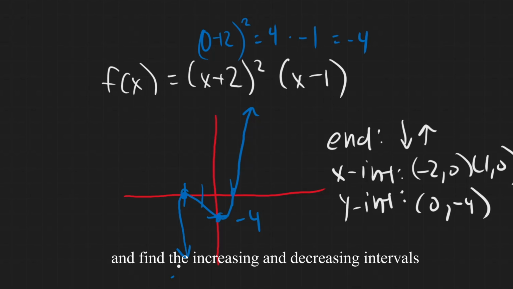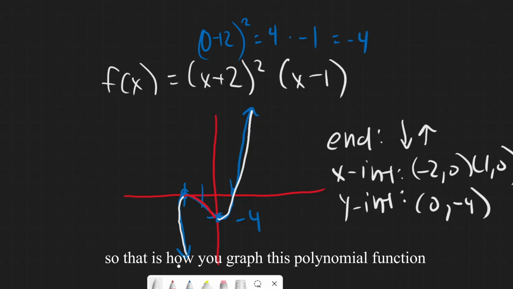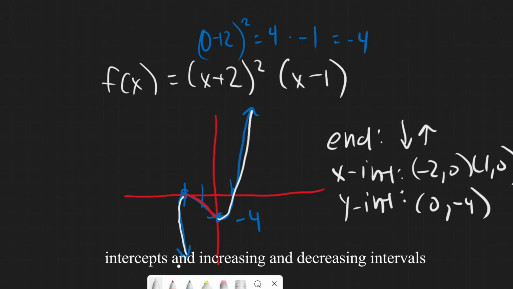Let's go ahead and find the increasing and decreasing intervals for this graph. I'll use increasing as white and decreasing for red. So right here, this graph is increasing and decreasing, and then increasing once again. So that is how you graph this polynomial function and analyze it for its end behavior, intercepts, and increasing and decreasing intervals.